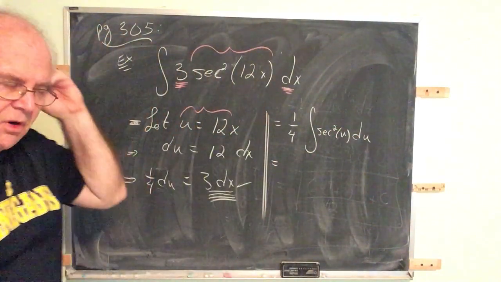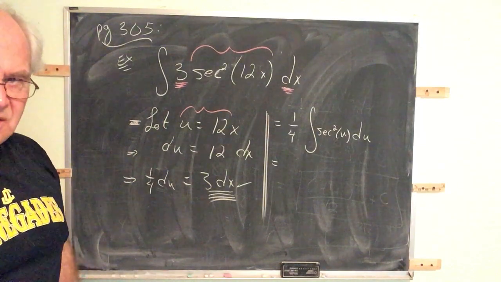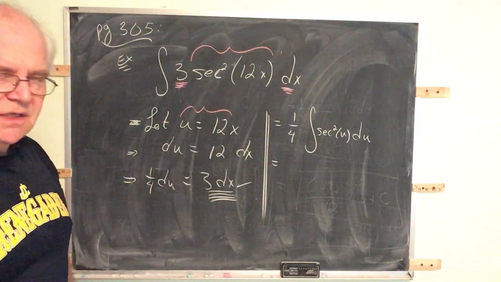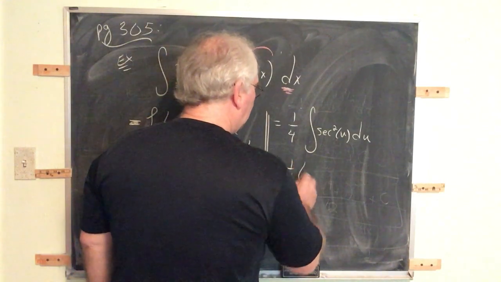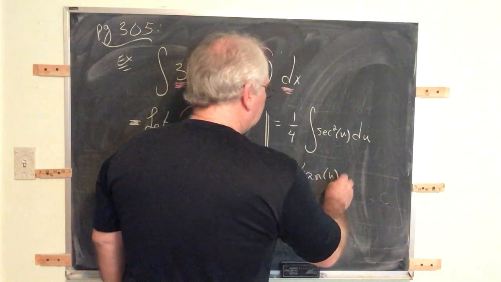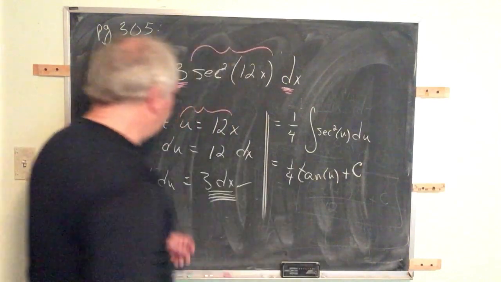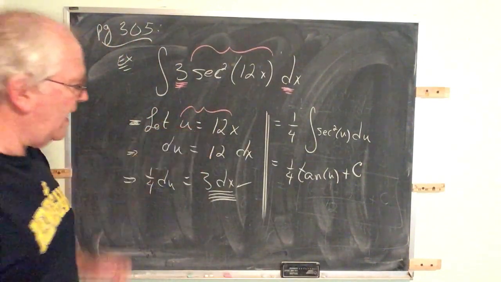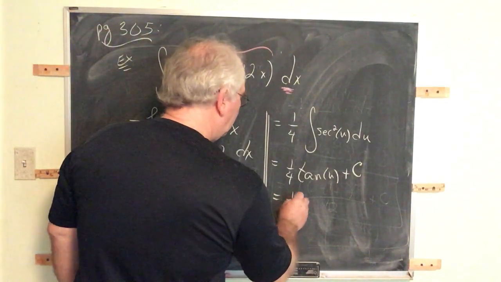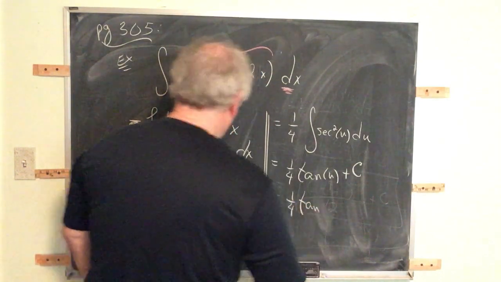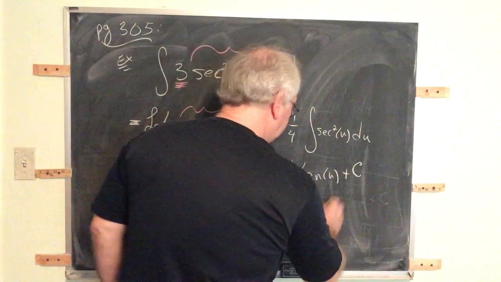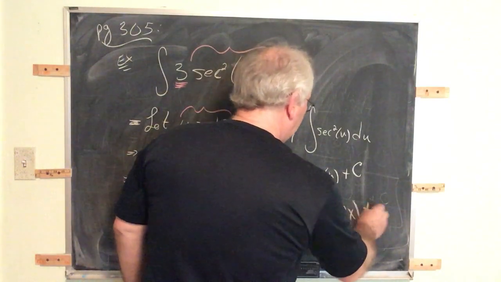And that's a basic form. What is the antiderivative of secant squared? The antiderivative of secant squared is tangent. So we have 1/4 tangent of u plus constant, and we need to translate the u back into the original language. So that's 1/4 tangent of what was u? 12x, plus constant.